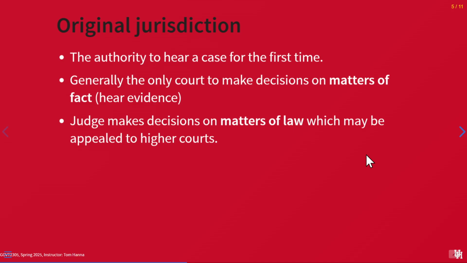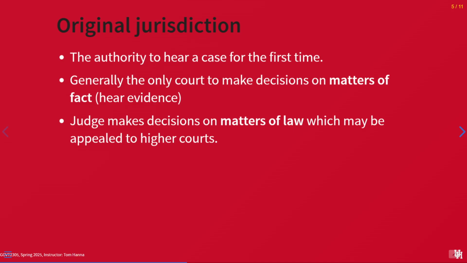So these trial courts, these district courts, have original jurisdiction. This means they have the authority to hear a case for the first time. It means that they are the court in which all trials take place. And so generally, they're the only court to make decisions about evidence, decisions on matters of fact. There are circumstances where appellate courts will make decisions on matters of fact, but it has to be specifically within their jurisdiction to do so.